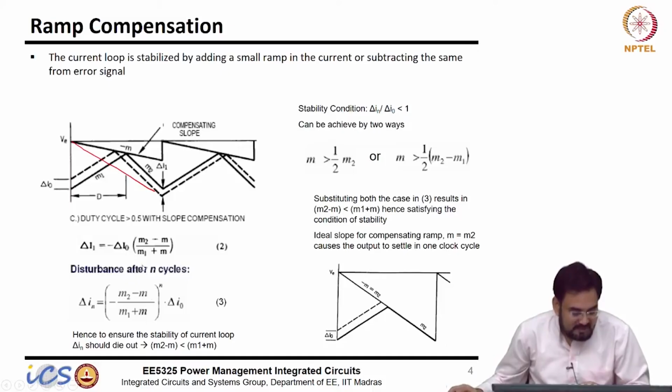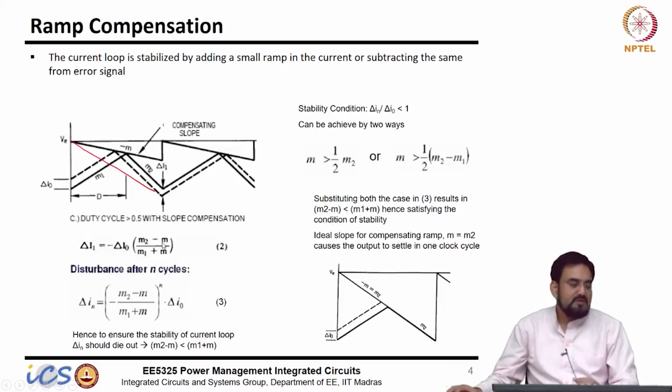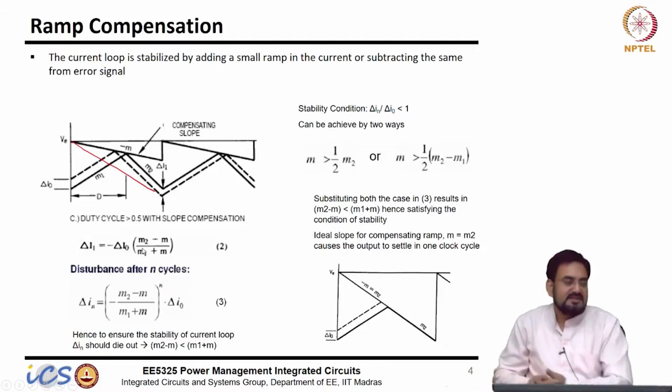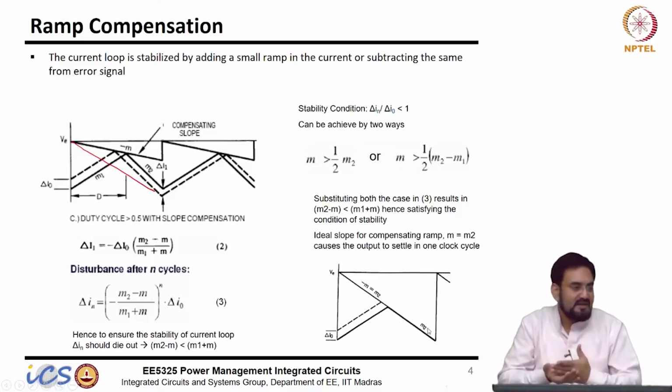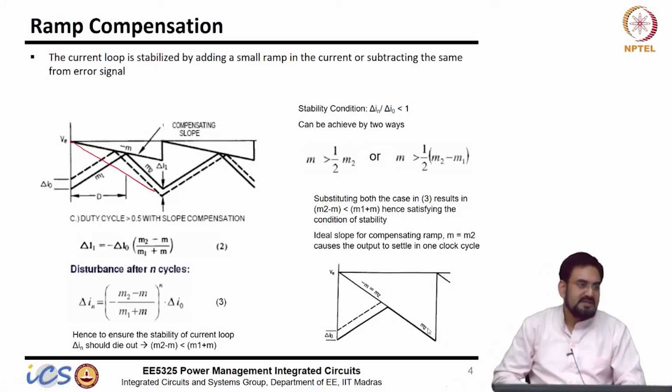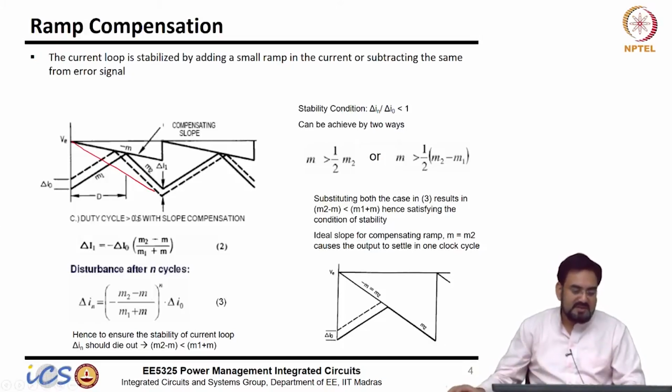So what is the ideal case? The ideal case will be m2 equal to m, then it will be 0 and it will settle on just the next cycle. You disturb it and your falling slope will exactly overlap with the steady state current and it will settle within the same cycle. But it is very hard to design like that, because I do not want to have this component much lesser.